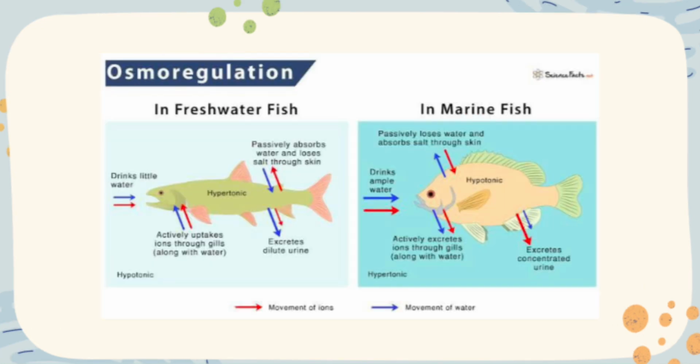Next is osmoregulation. This is the process of regulating the balance of water and electrolytes, like sodium and potassium, in the body. It ensures that the concentration of solutes in the body fluids remains within a narrow range. This involves mechanisms like the production and excretion of urine.